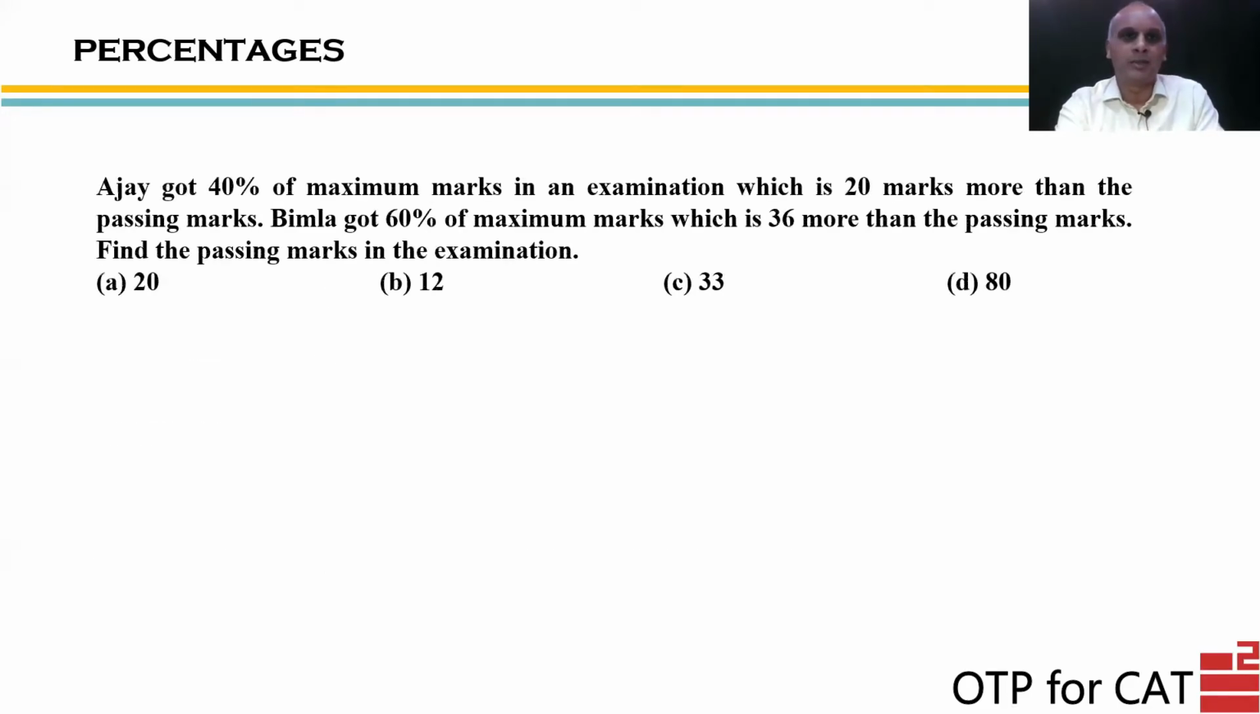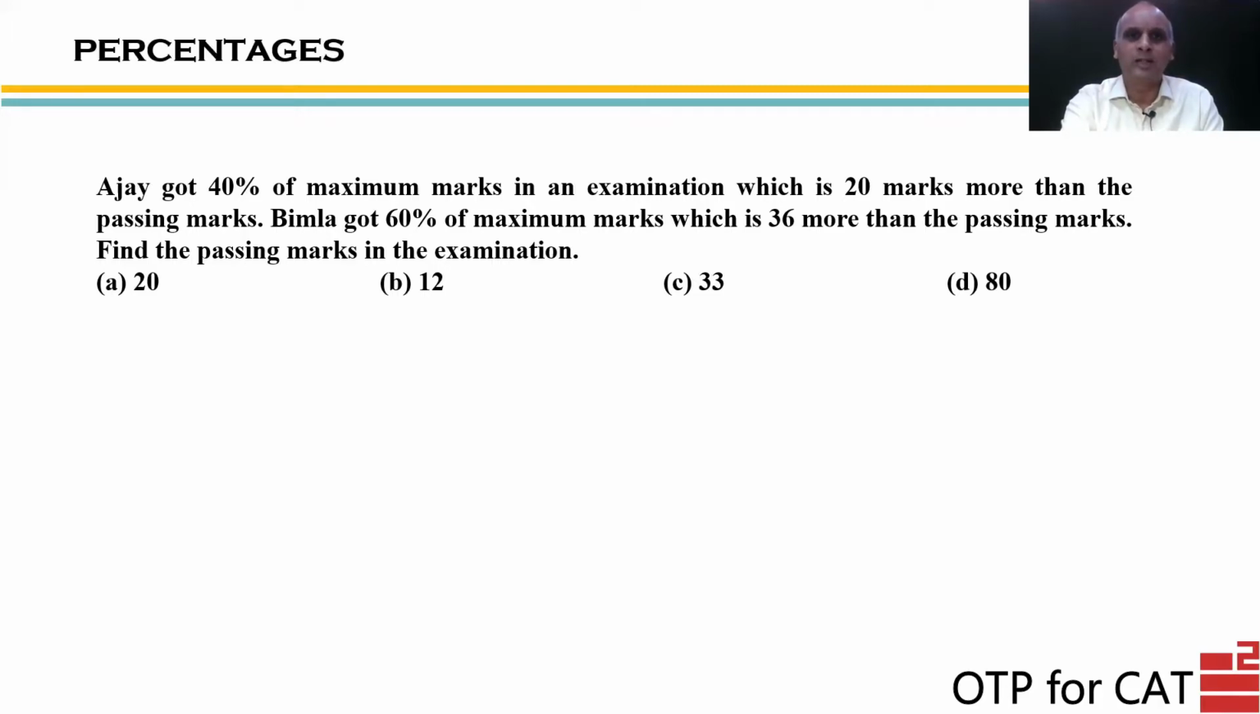Let's see one more example. You can read this first. So there are two students here, Ajay and Bimla. Ajay has got 40% marks, meaning 40% of maximum marks, and his marks are 20 marks more than the passing marks. And similarly, Bimla has got 60% of maximum marks, which is 36 more than the passing marks, right? So we have to find out the passing marks in the examination.